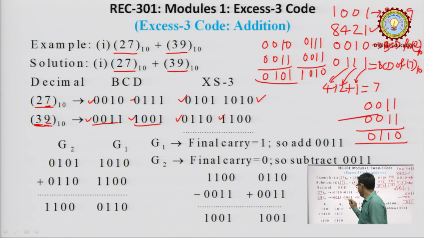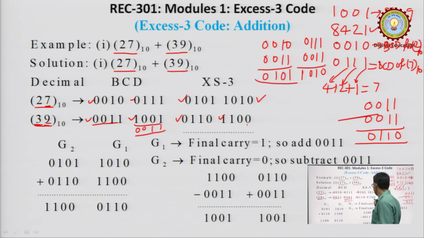If we add 0011 in this, we will get 1 plus 1 is equal to 0, 1 plus 1 plus 1, because 1 will be the carry, is equal to again 0, and this is 0 plus 1 is equal to 1, and 1 is directly. So, this is the XS3 code for 9.